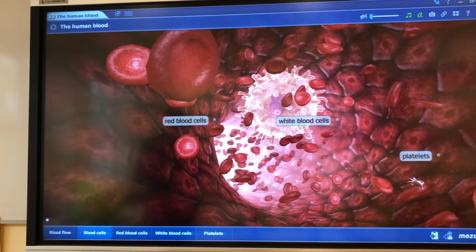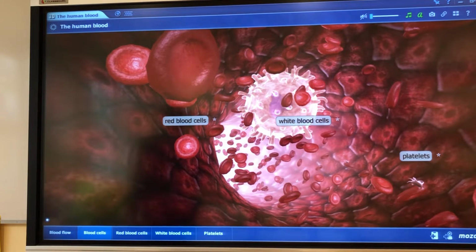Plasma is the liquid part of our blood, and as I told you, yellowish in color. It contains water, some inorganic things and proteins as well. We are going to check how much plasma we have in our blood a bit later.